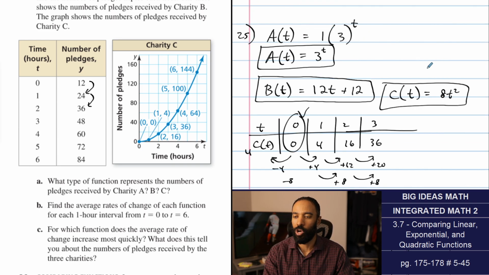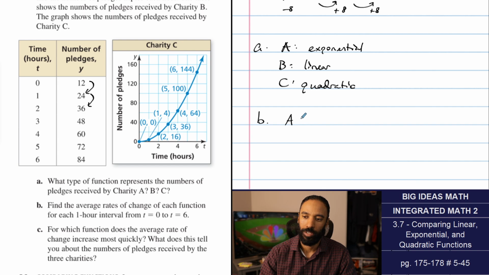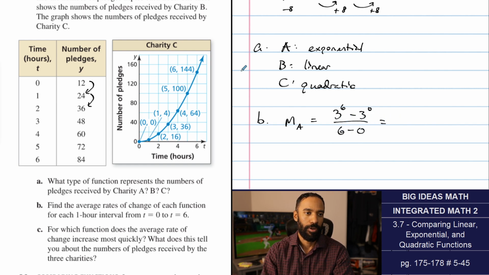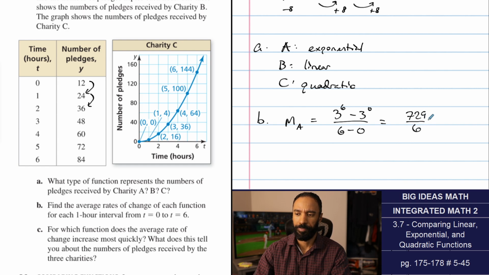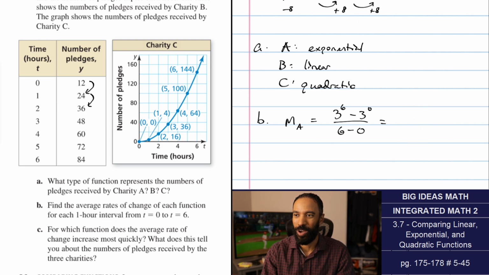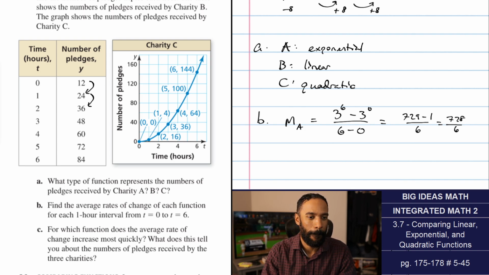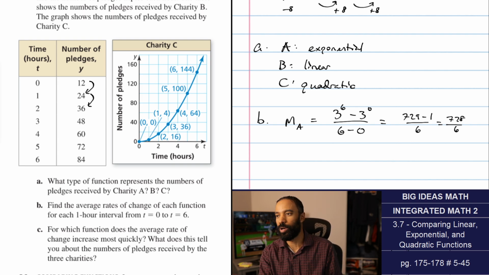From 0 to 6. So for A of t, the slope of A will be 3 to the 6th minus 3 to the 0 over 6 minus 0. I don't know 3 to the 6th. I think it's 729. Oh, hold on. 3 to the 0 is 1. Let me first make sure 3 to the 6 is 729. It is. So 729 minus 1 over 6. 728 over 6. I don't know if that's divisible by 6. It is not. 121.3 repeating.